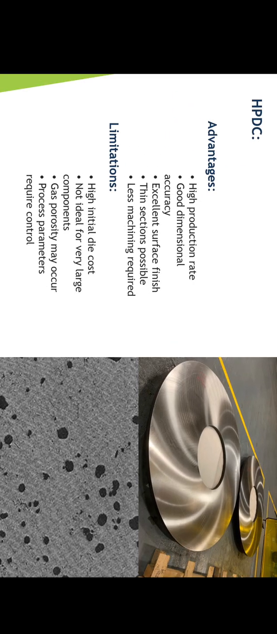Then, the advantages and limitations of HPDC. In this casting process, good dimensional accuracy and excellent surface finish are achieved. And as I said before, due to the high velocity and high pressure, it is suitable for high volume production. The limitations include the major disadvantage of high initial die cost, gas porosity may occur, and process parameters require control, that is the pressure. As we said, pressure is maintained constant, so it requires control.